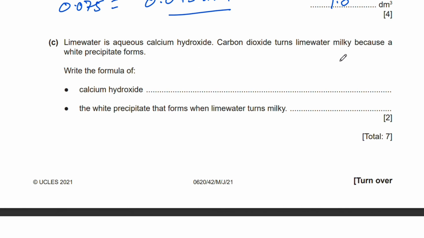Lime water is aqueous calcium hydroxide. Carbon dioxide turns lime water milky because a white precipitate forms. Write the formula of calcium hydroxide. Calcium hydroxide we know is Ca(OH)2. The white precipitate that forms when lime water turns milky is calcium carbonate, which is limestone. Because this is white in color, the lime water turns milky, so it's calcium carbonate.